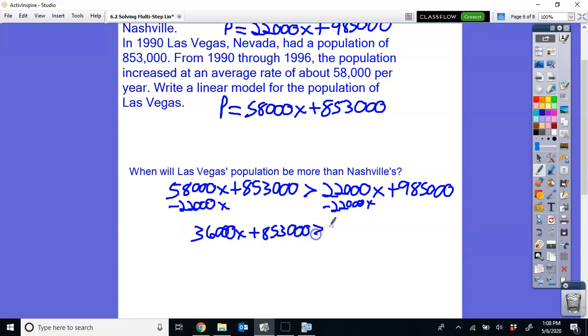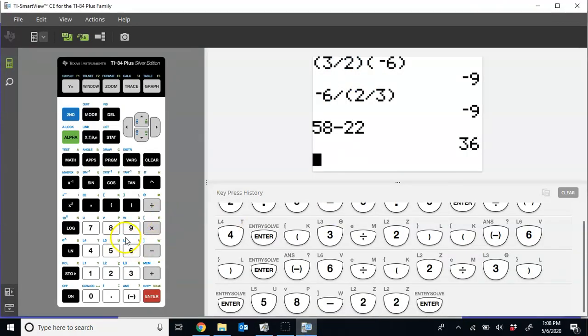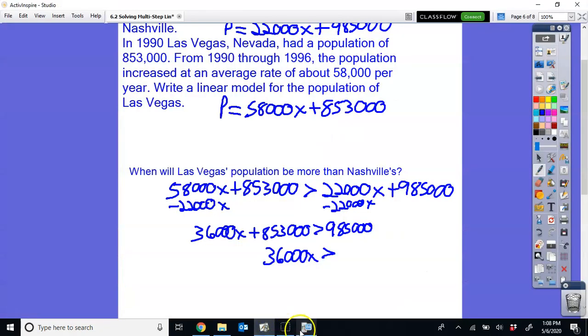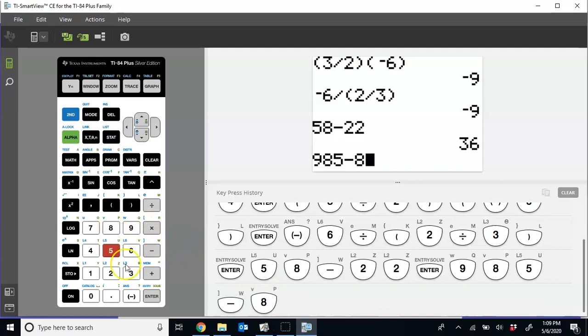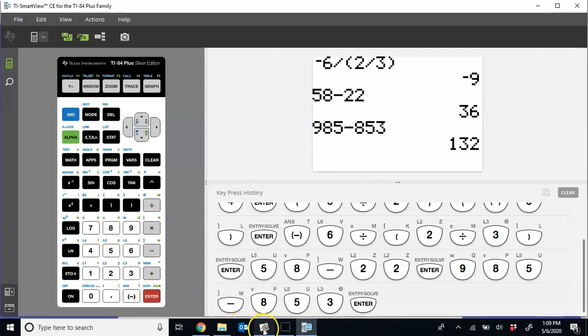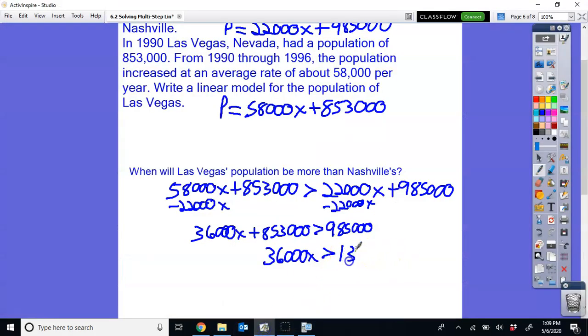Then I have 853,000. I want to subtract 853,000 from 985,000. So I am going to skip the step of writing that one down, just because it's a lot of zeros and stuff. But 985, golly, sorry guys, minus 853. So 132,000.